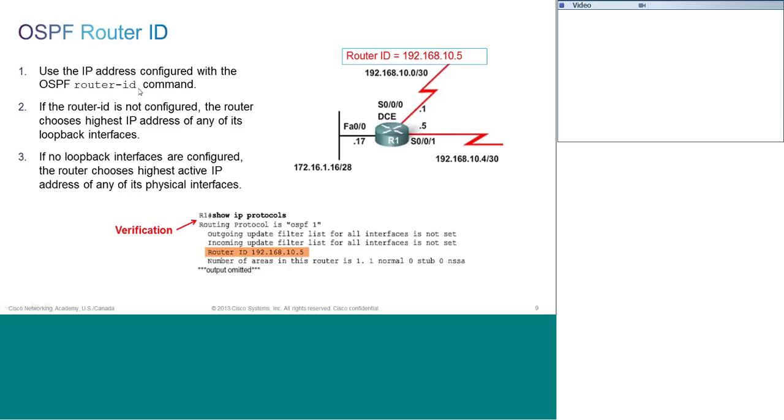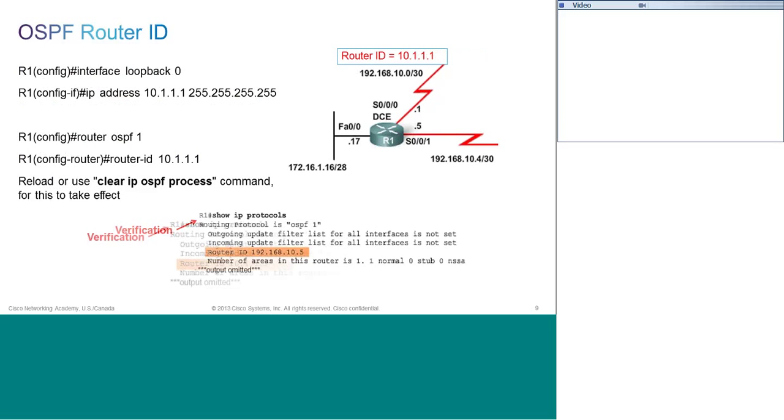If the router ID is not configured with the router ID command, the router chooses the highest IP version 4 address of any configured loopback interfaces. This is the next best alternative to assigning a router ID. If no loopback interfaces are configured, then the router chooses the highest active IP version 4 address of any of its physical interfaces. This is the least recommended method because it makes it more difficult for administrators to distinguish between specific routers.